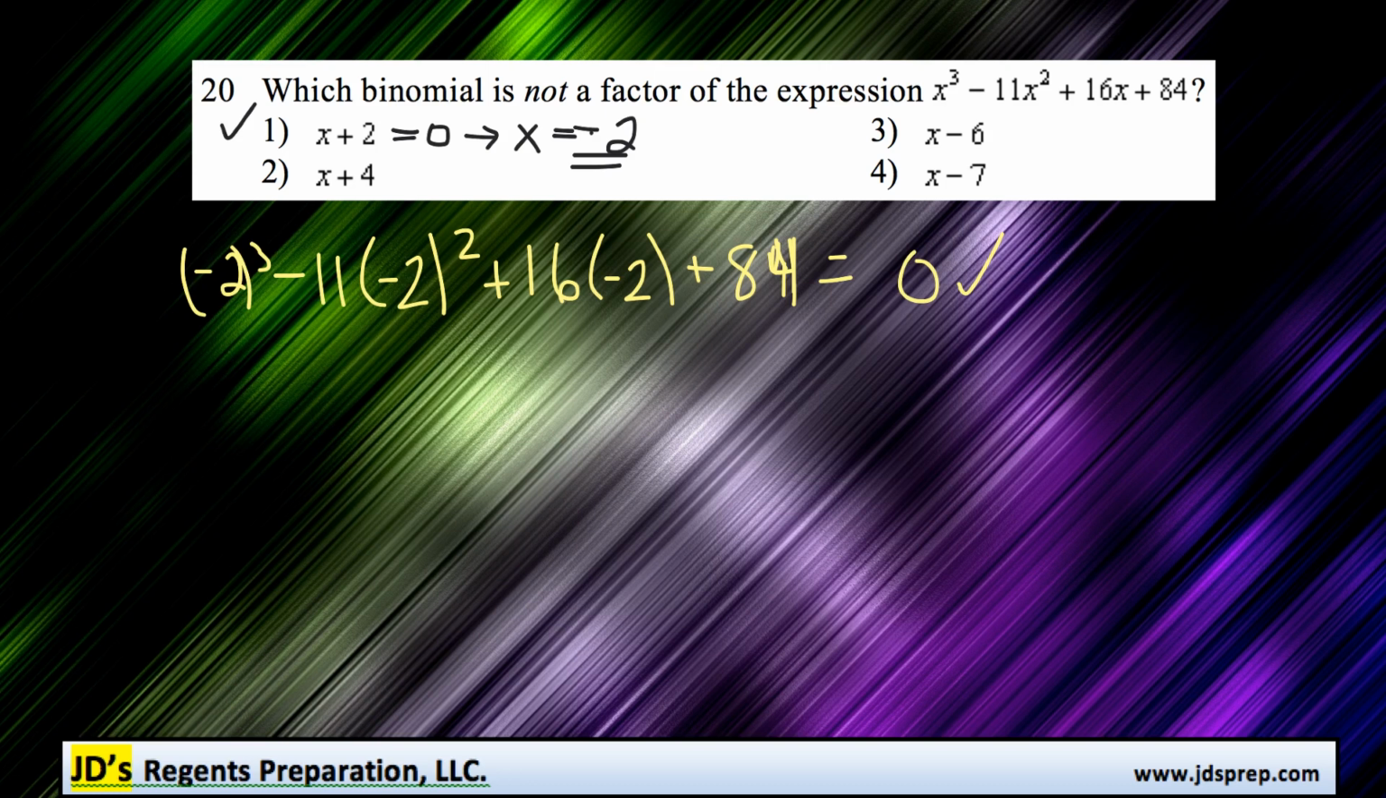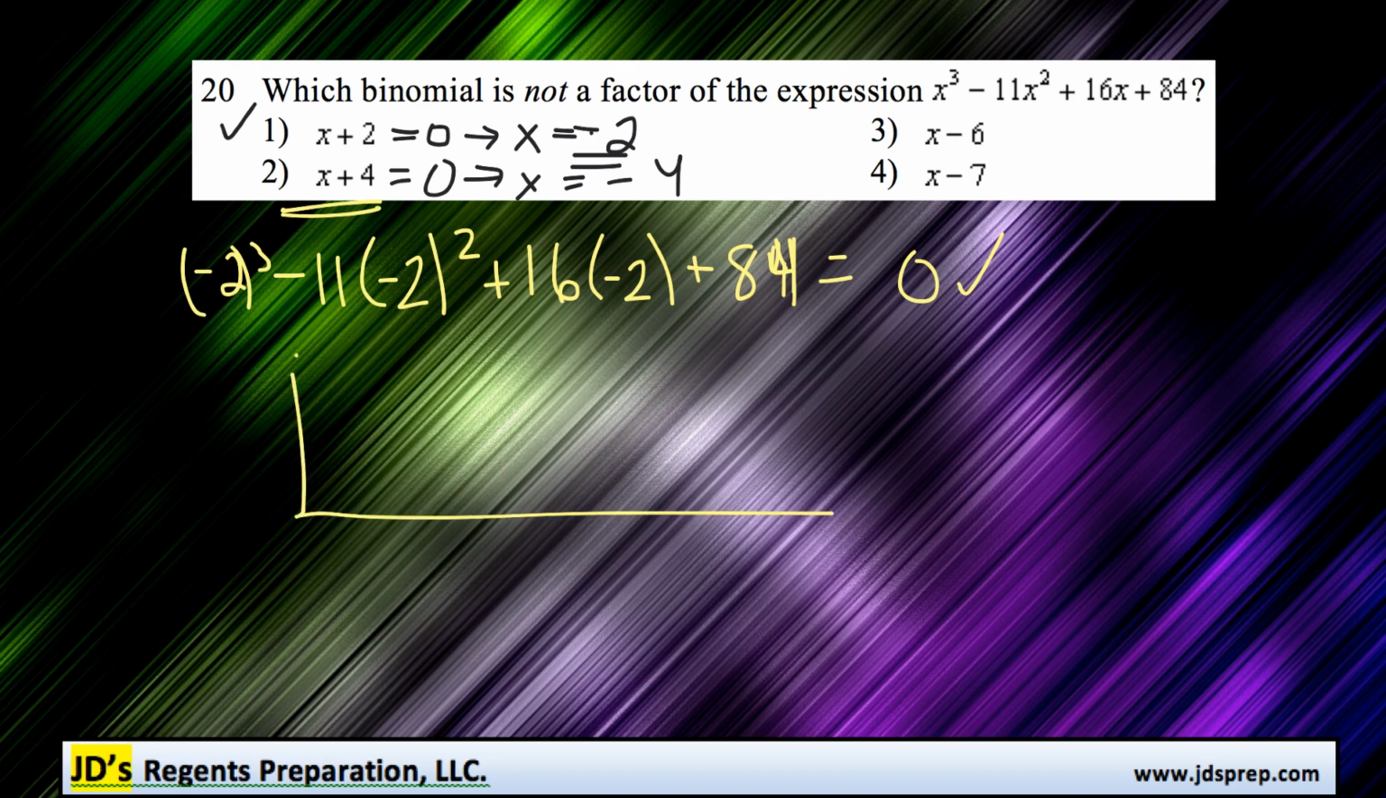Now we could go through the other three options using the exact same process, and one of them would give us an answer that's not 0, and that would be our correct answer. But I'm going to show you the second way of solving this type of problem, and let's check using this method with x plus 4. So in this case, same idea, we're going to set it equal to 0, which would imply that x would equal negative 4.